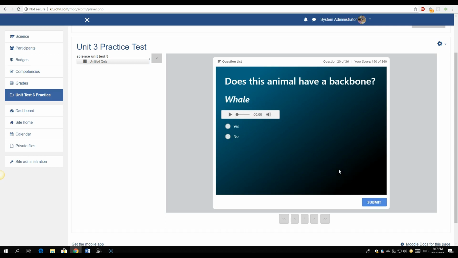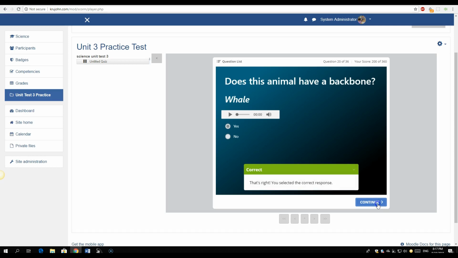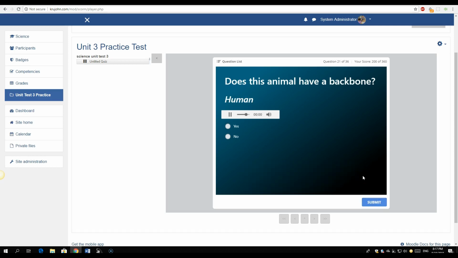Whale. Is a whale a fish? No. It's a mammal. It breathes air. It has a backbone. Yes, it does. It has a very, very, very large backbone. Human. A human. I'm a human. You're a human. We all have backbones, so yes.